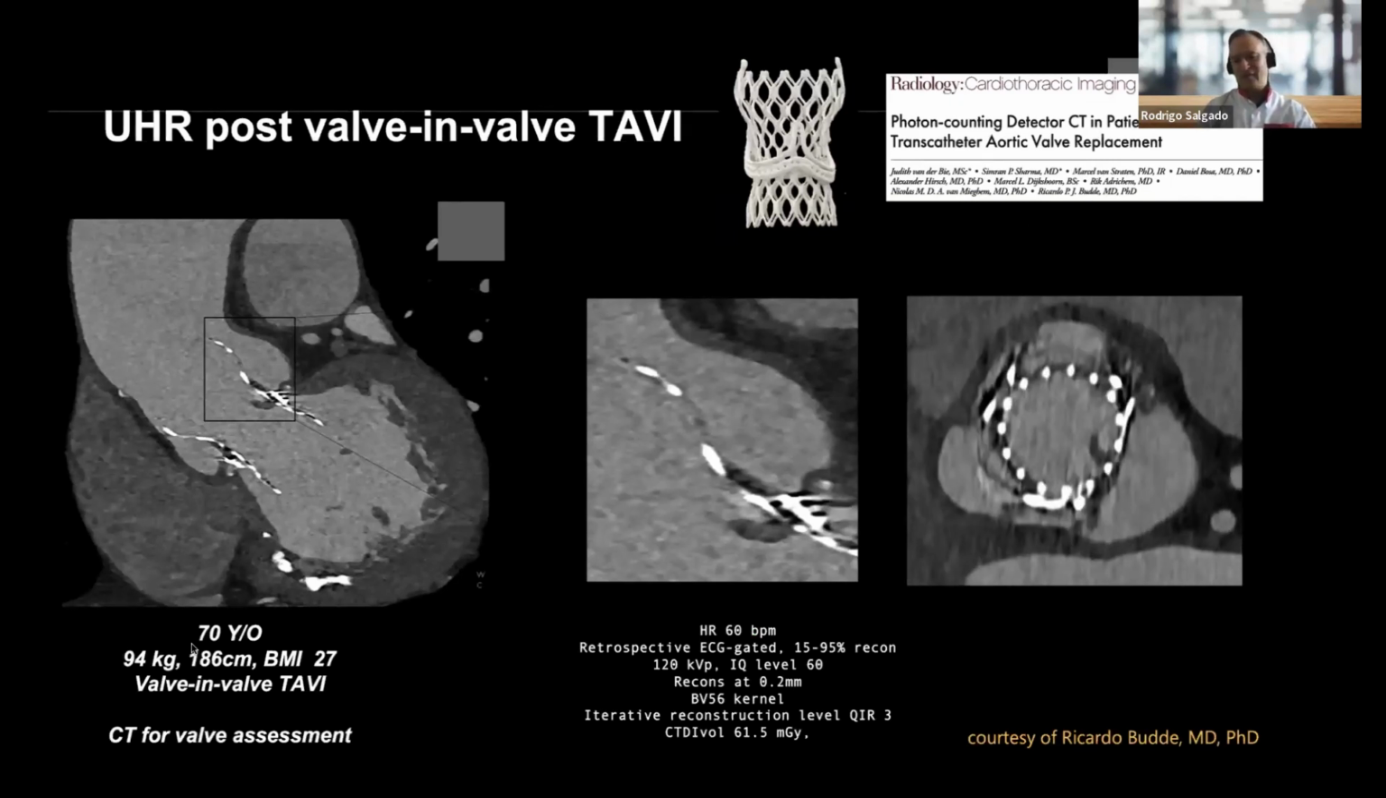These are images delivered to me by Professor Budde from Rotterdam. The photon counting CT shows us with extreme detail the different components of a valve-in-valve situation, and also possible thrombus. The movie is not working, sorry. But I think for this specific indication, there is certainly a very good point to make for photon counting CT.